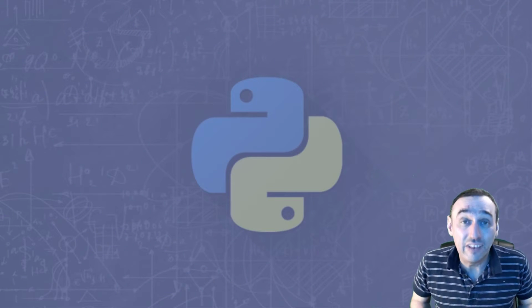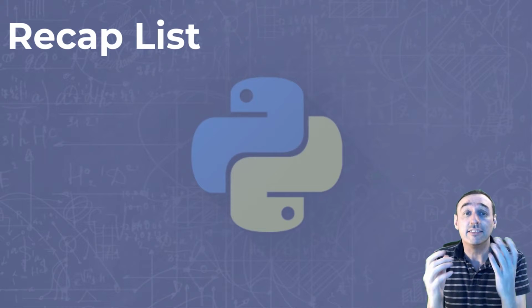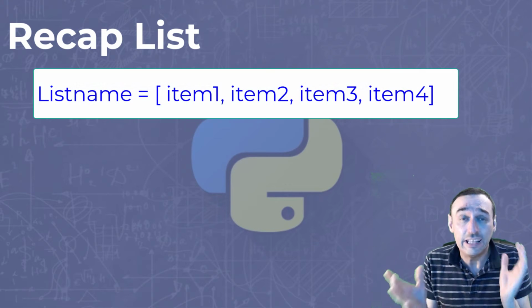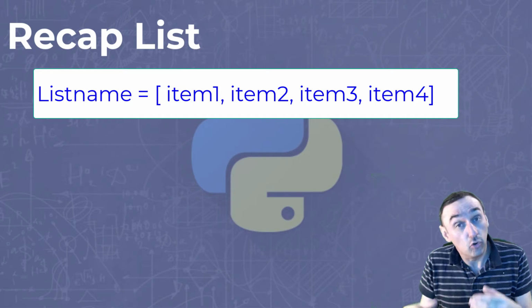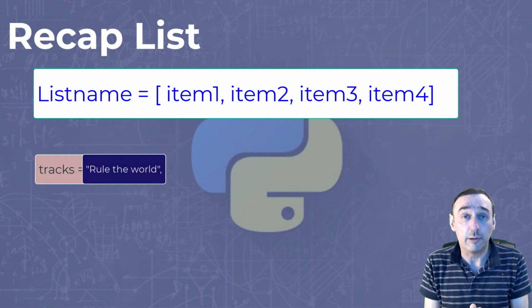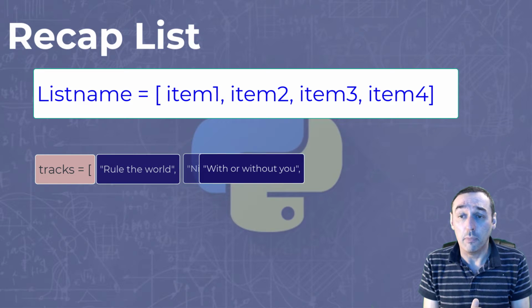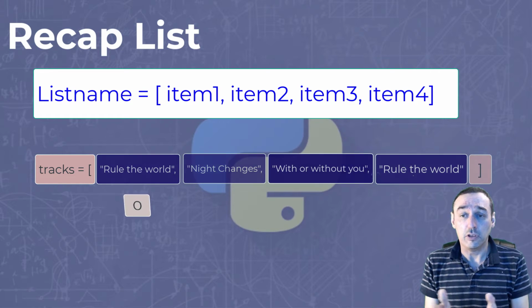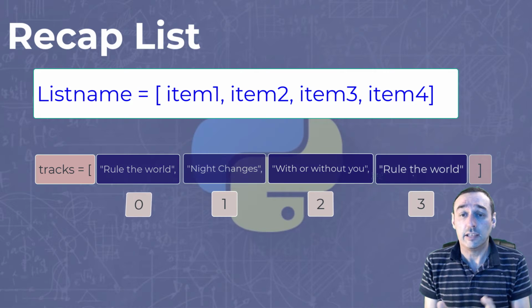So to recap what an actual list is, a list is a data structure in Python that is an ordered sequence of elements. Each element or value inside the list is called an item. If I take this example of music tracks on my playlist, I have the following tracks listed there, with each track given an index value of 0 to 3.